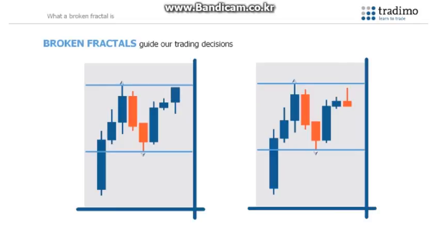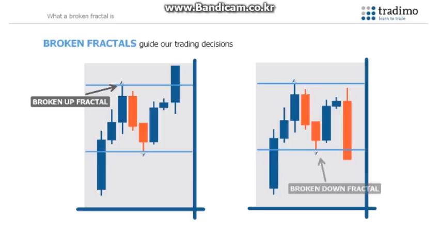A broken up fractal is where the price, to the right of the fractal, has broken the high price of the candle where the fractal has formed. This is shown by the line placed at the high of the candle, just below the fractal. A broken down fractal is where the price, to the right of the fractal, has broken the low price of the candle where the fractal has formed. This is shown by the line placed on the low of the candle, just above the fractal.